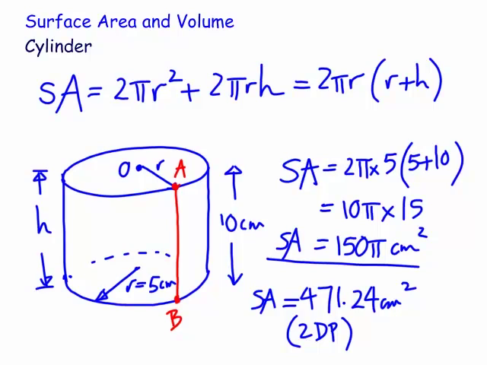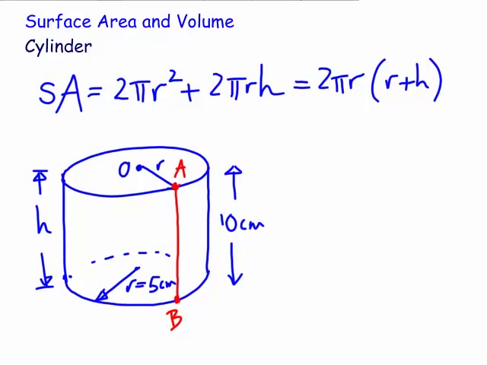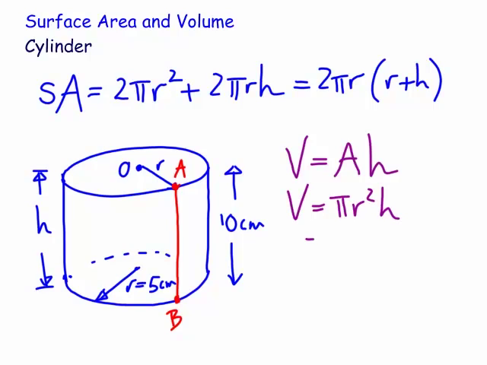Now let's work out the volume of this cylinder. The first thing is, what is the volume formula? It's like for any right prism. We take the uniform cross-sectional area, in this case a circle, and multiply it by how far we push it through space, which is h. So the volume formula is very easy: volume is just A times h for any right prism. Since A is a circle, it's pi r squared h.